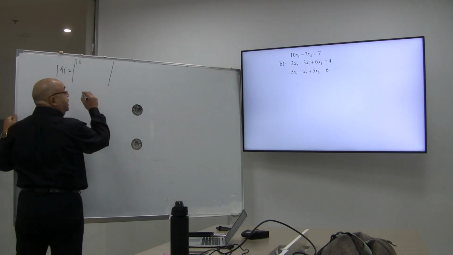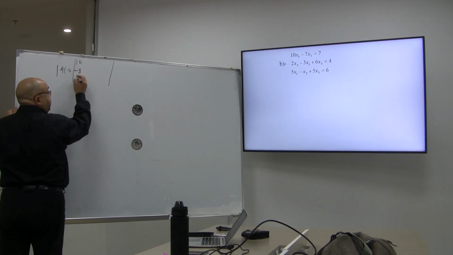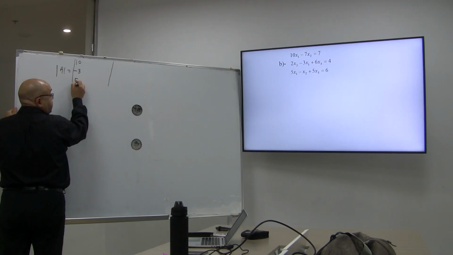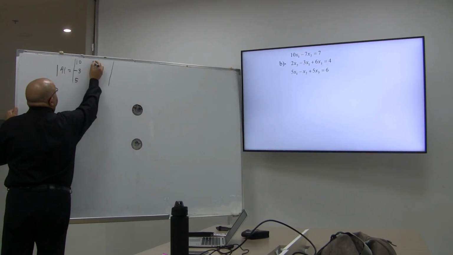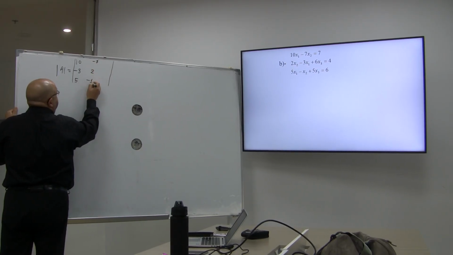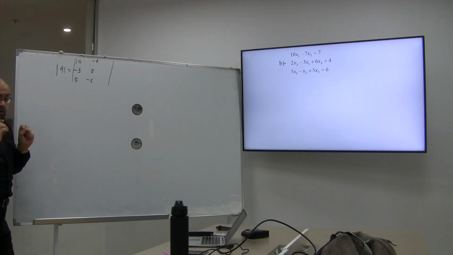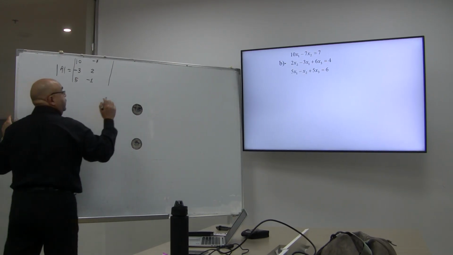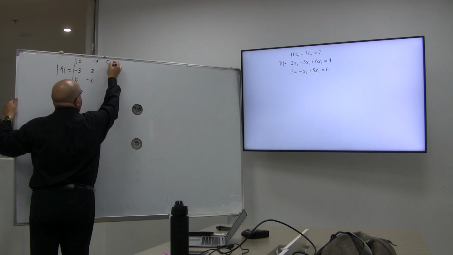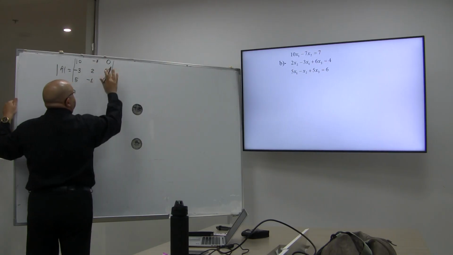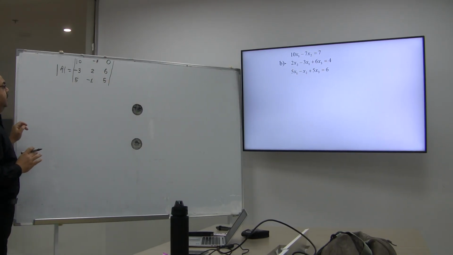So the correct way is going to be 10, then I will have -3, then I will have 5, then for the values of x2 it's going to be a negative 7, then I will have +2, then I will have -1. So you will have to be sure that your equations are correctly and well arranged together. The first value for x3 is equal to 0. The other two values are 6 and 5. That's for the coefficient matrix. So once more, it's 10, -3 and 5, -7, +2 and the -1. Then you will have 0, 6 and 5.